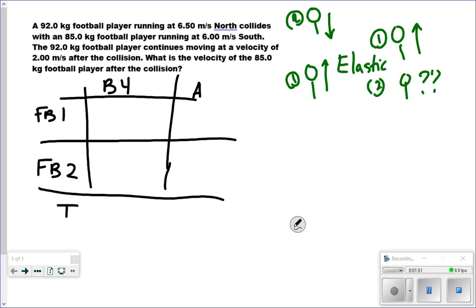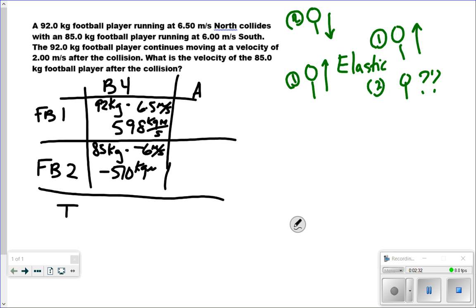Okay, so my first football player is 92 kilograms, and he's moving with a speed of 6.5 meters per second. So when I do the math there, I get 598 kilogram meters per second. Okay, my second guy, he's headed to the south, and he is 85 kilograms, and he is moving 6 meters per second south. I would make that negative because that is the standard for physics class, right? Left and south are considered negative, just like a Cartesian plane. So negative 510 kilogram meters per second.